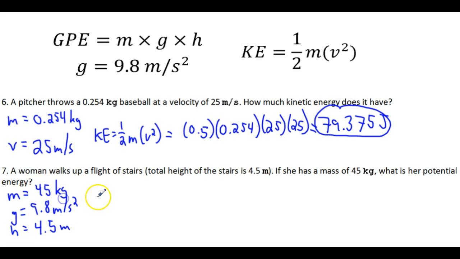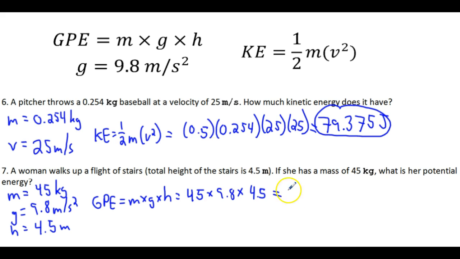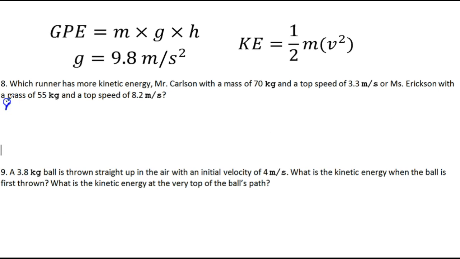This last one here, I'm looking for another gravitational potential energy. My mass is going to be 45 kilograms. Height is that. Gravity will remain the same as long as we're on Earth. Plugging all that in is going to give me 1,984.5 joules of gravitational potential energy, which is at the top of the stairs.